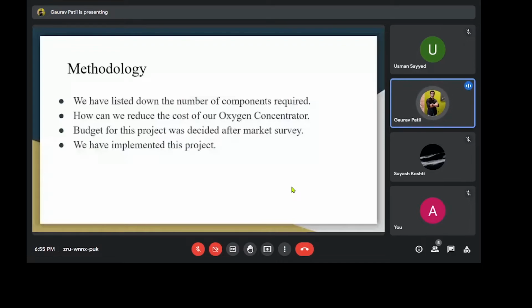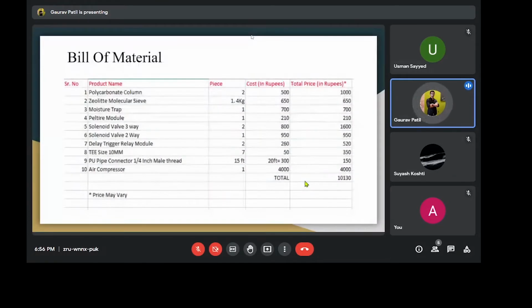After deciding the technique and the required components, we started deciding the budget of our project, and after that we started finding the right suppliers or shops from where we could get these components by doing market surveys. After the market surveys and procurement of the required components, we started implementing and assembling the components according to the process that we imagined or designed. Now moving on to the next slide, which is the bill of material.